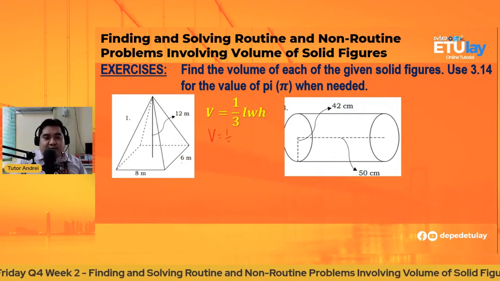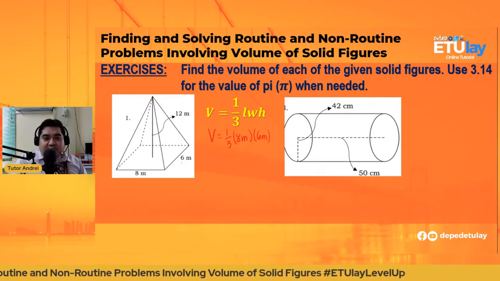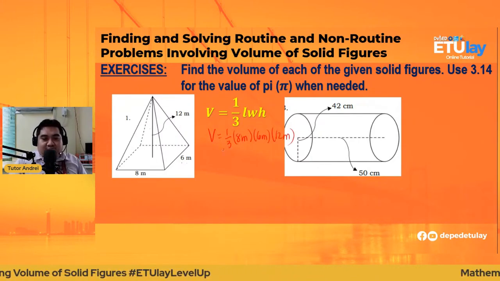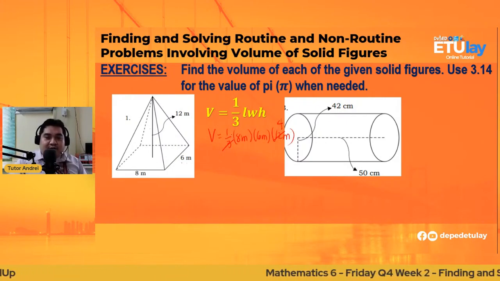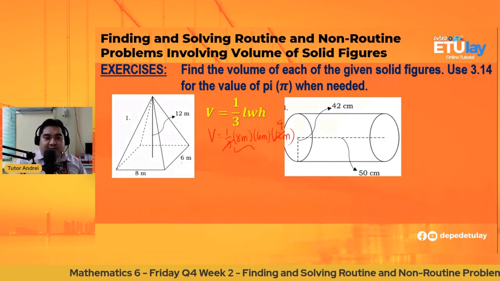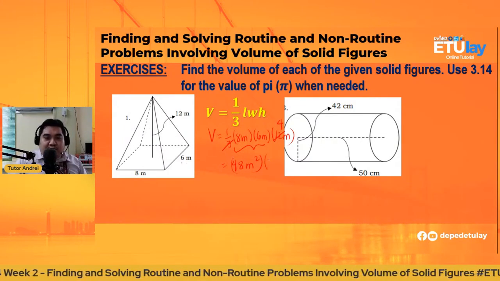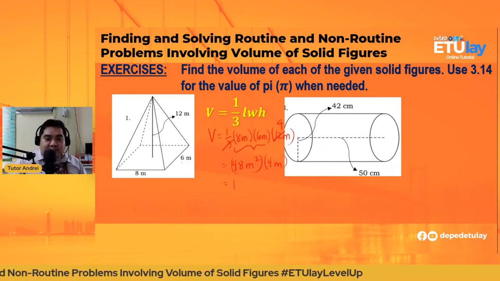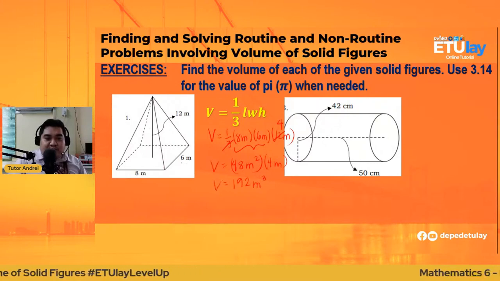So that's volume equals to 1/3 times 8 meters times 6 meters times 12 meters. So therefore, we can cancel 3 and 12 para mas mabilis tayo. So that will be 4. So we now have 1 times 8 times 6 times 4. So 8 times 6 is 48. So we now have 48 square meters multiplied by 4 meters. So therefore, the answer there is 48 times 4, 192 nga. Tama. So that's 192 cubic meters.